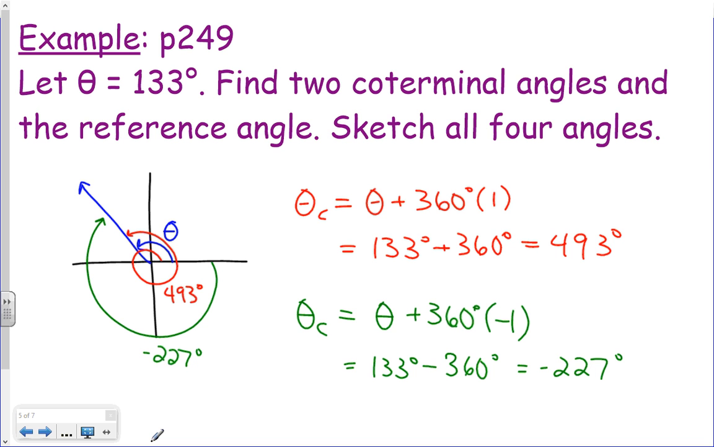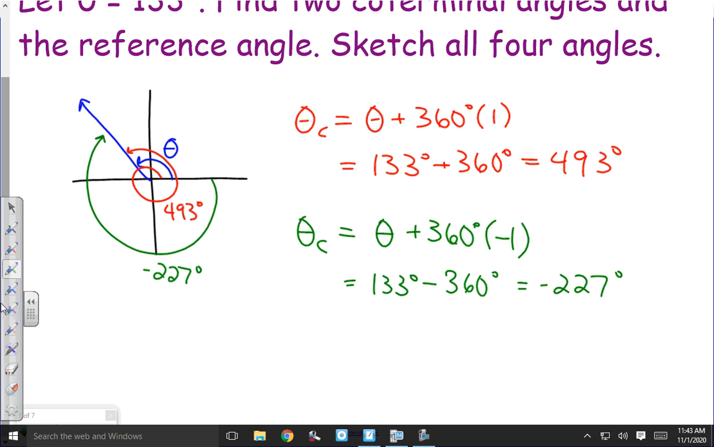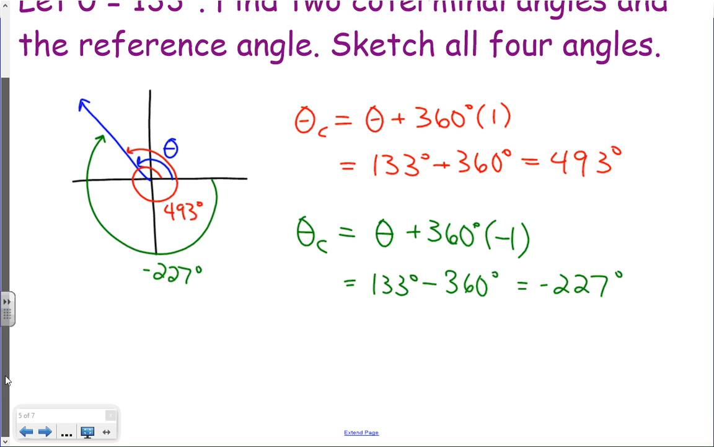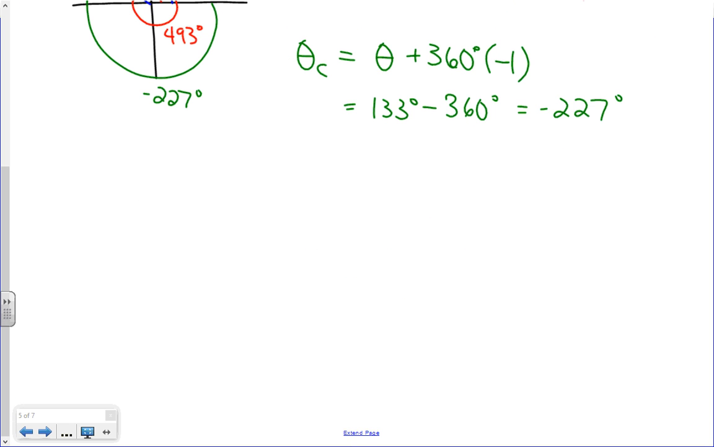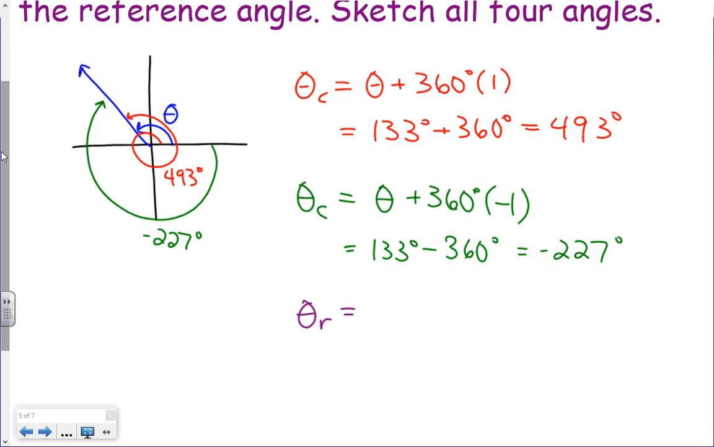All right. And the last thing that they want us to find here was a reference angle, or not a, but the reference angle. Let me do that in another color here. Our reference angle depends on what quadrant you're in as to how you calculate it, but our reference angle would be the angle that's between your horizontal axis and your terminal side.